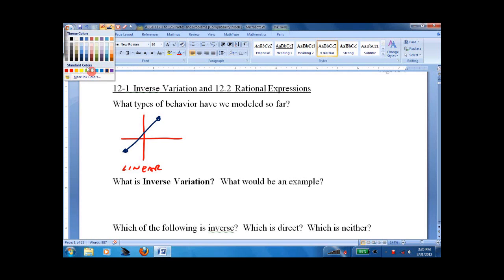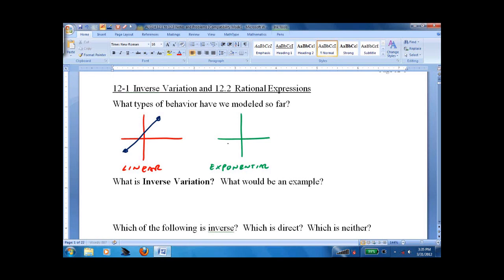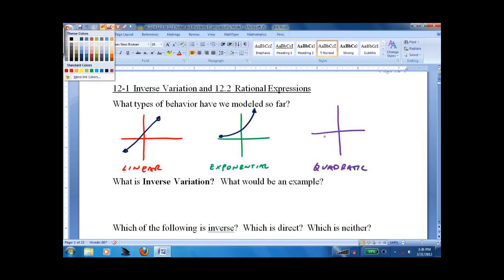We have done exponential. And exponential either takes off or slows down and just goes right up through the roof. Got a nice curve, but just one of them. And we just finished a couple units ago, quadratic. And I'll draw this one upside down because quadratic is the motion of things. Throw a ball up in the air and it comes back down.